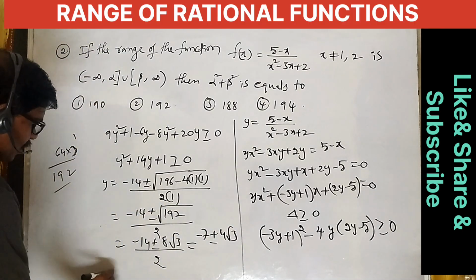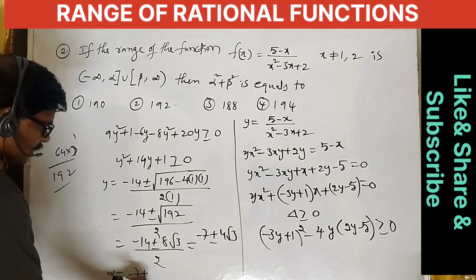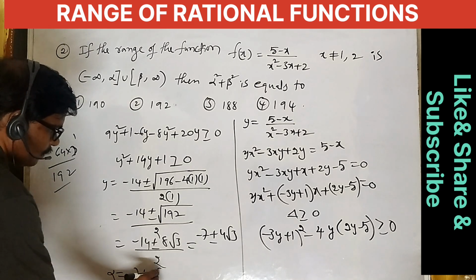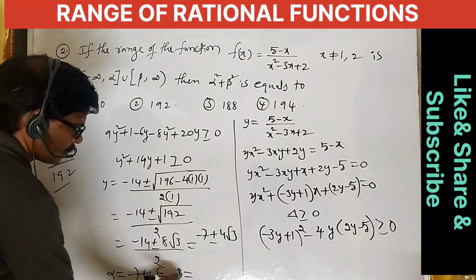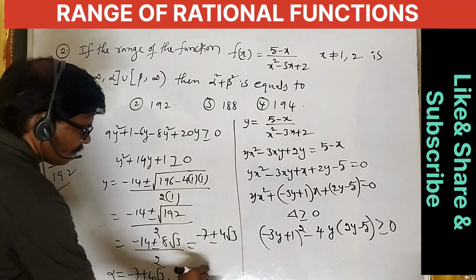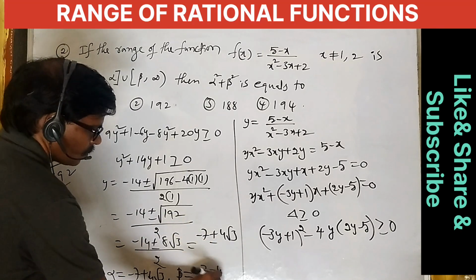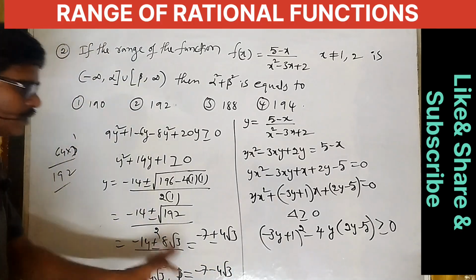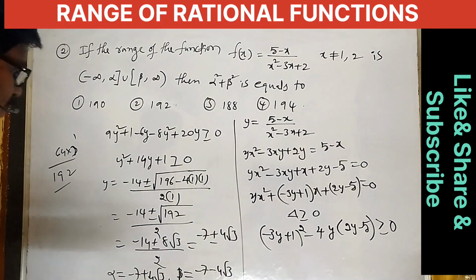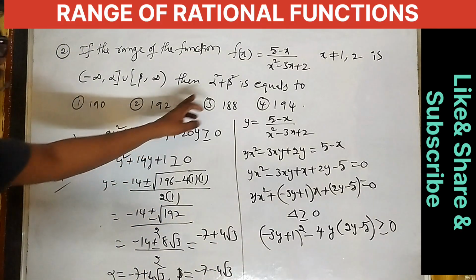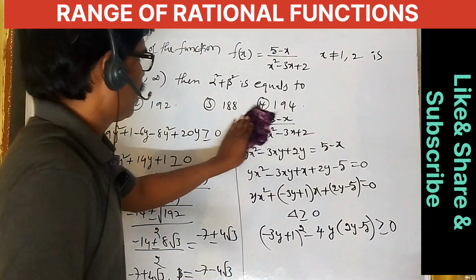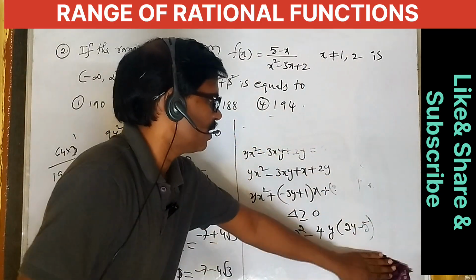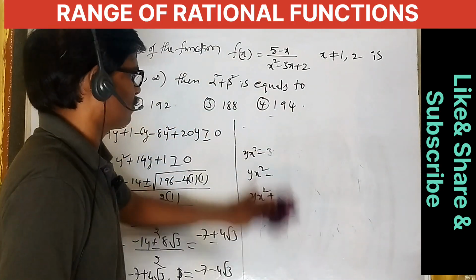What is the alpha value? Alpha is equal to −7 + 4√3. Beta is equal to −7 − 4√3. What is the answer? We need the sum of alpha square and beta square. Alpha and beta are known, so alpha square plus beta square equals what?